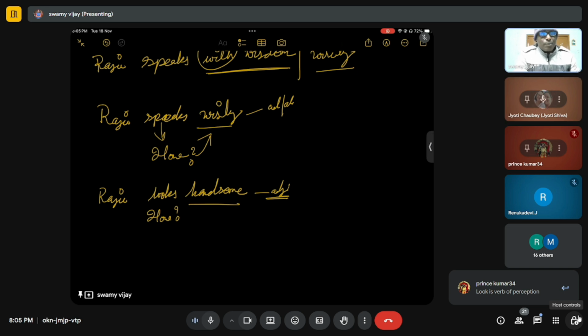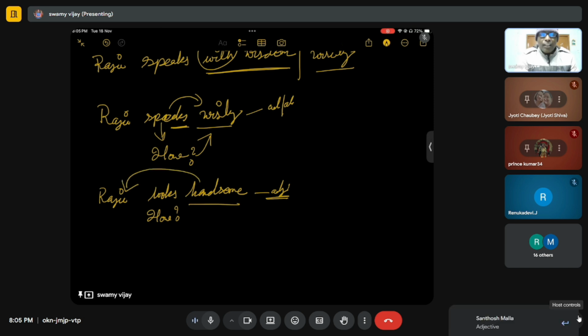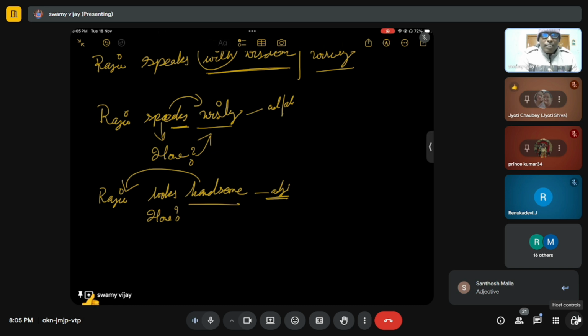Another explanation is Raju speaks wisely. It is the direct connection of the verb. This wisely is connected to the verb and it is enhancing the quality of his speech. How does he speak? Wisely. So it is modifying the verb, not the noun. But here handsome is modifying Raju's quality. How does he look? Raju looks handsome. So depending upon the usage, wisely acts as an adverb, handsome acts as an adjective.